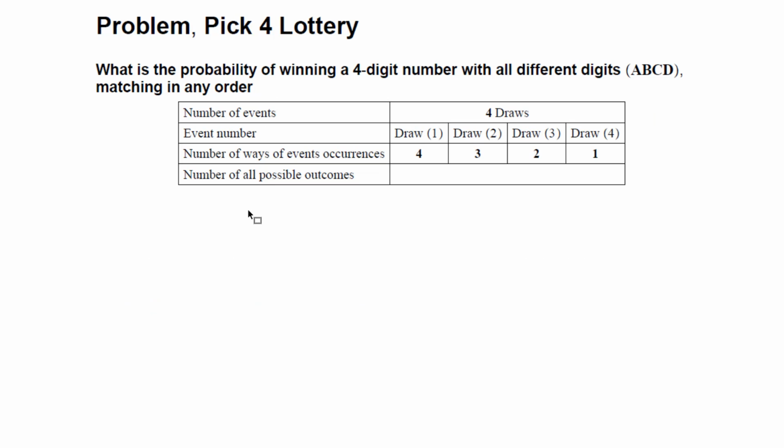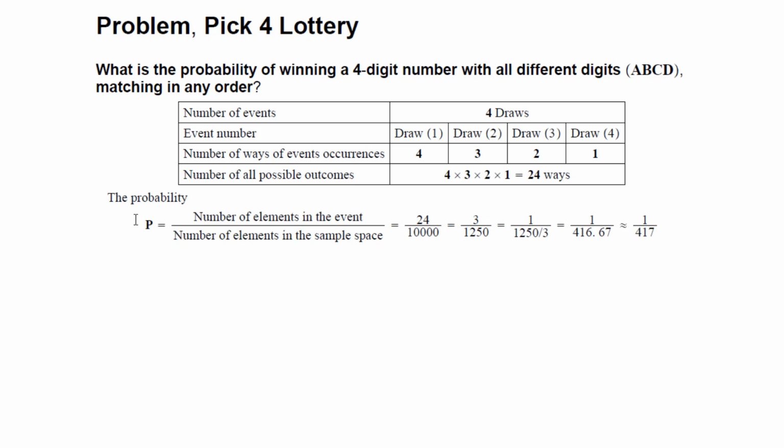We can also get that from the following table. The first digit can be withdrawn in 4 ways, and the second digit can be withdrawn in 3 ways, and the reason is no replacement. And the third digit can be withdrawn in 2 ways, and the fourth in 1 way only. So we multiply them together and we get 24 ways.